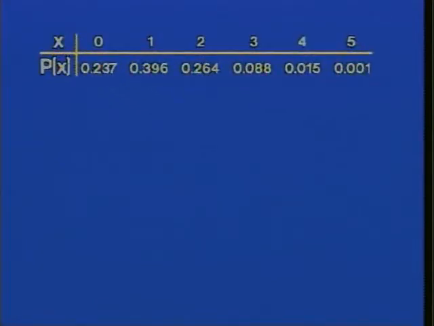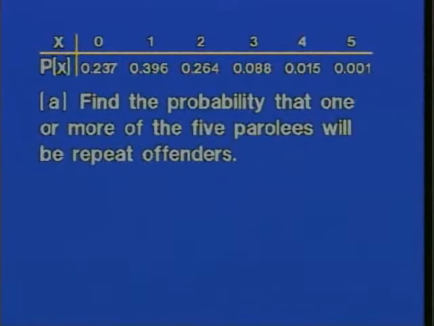Now the number under the 0 is the probability associated with the idea that none of the 5 parolees will become repeat offenders. The number under the 3 is the probability associated with exactly 3 of the 5 parolees becoming repeat offenders. Let's answer some questions. The first one says, find the probability that 1 or more of the 5 parolees will be repeat offenders. So the probability that x is greater than or equal to 1 is what we're looking for.